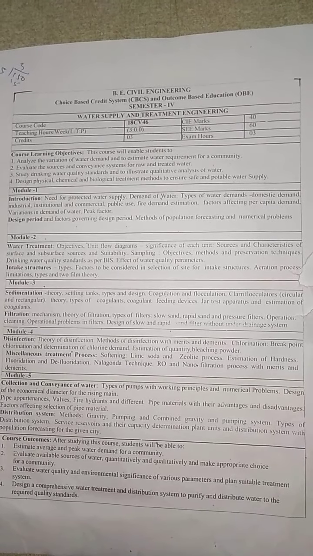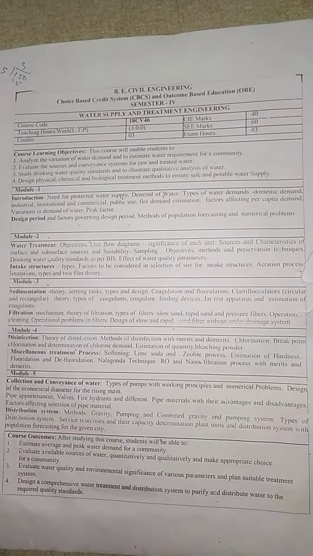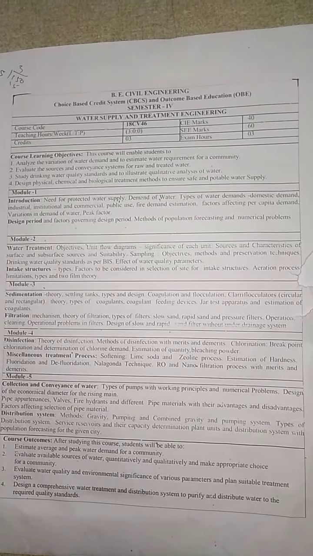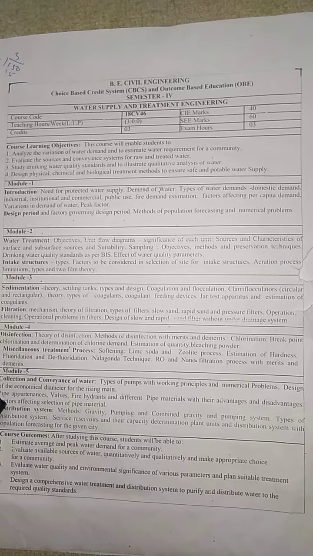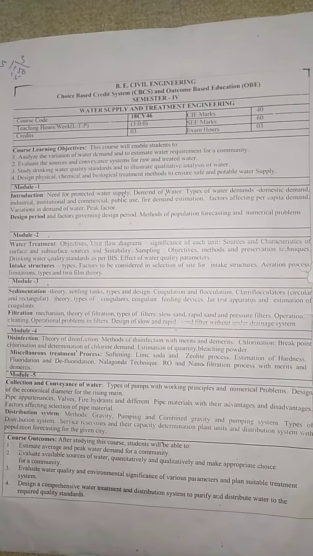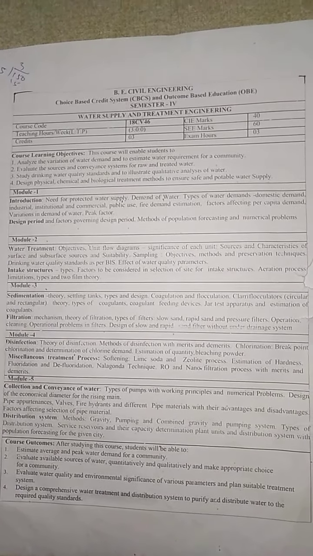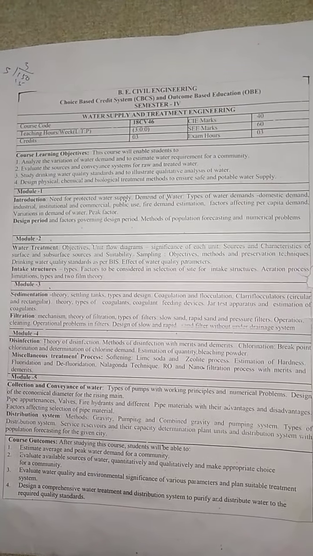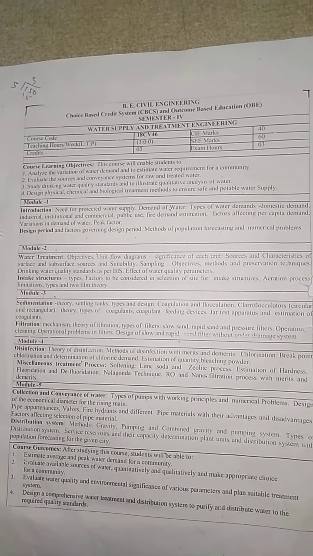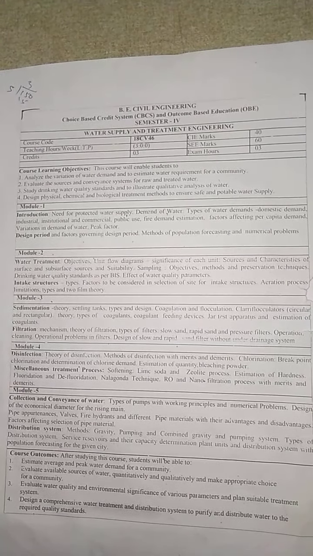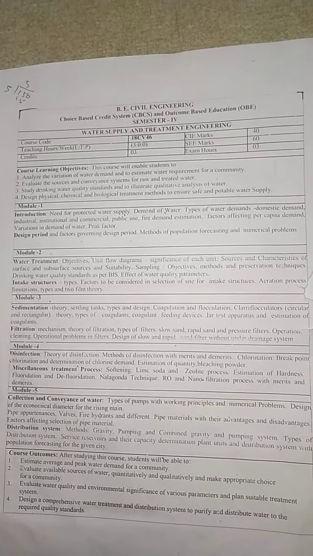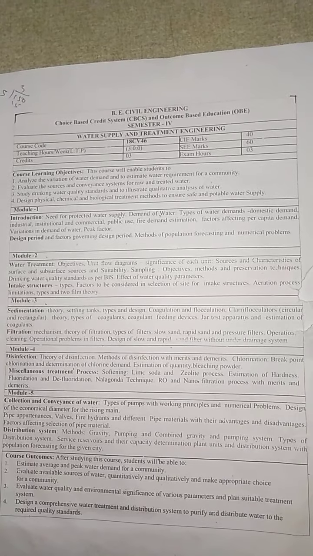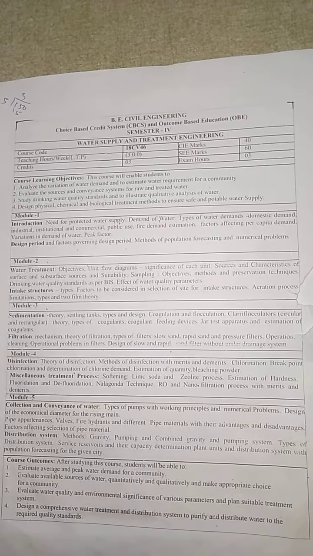Then disinfection, that is module 4, we studied disinfection and miscellaneous treatment. Then in module 5 we covered collection and conveyance of water. In that we studied the different types of pumps, pipe apparatuses, valves, then pipe materials with their advantages and disadvantages, then the distribution system. In this we covered gravity pumping, combined pumping, the types of distribution systems, service reservoirs, and the different types of them.